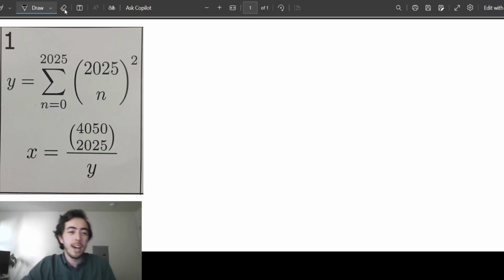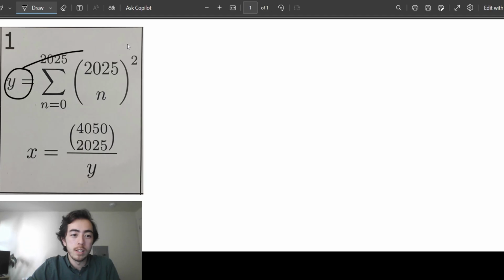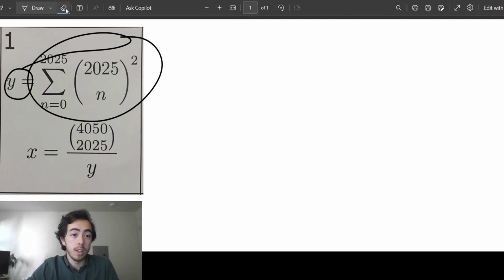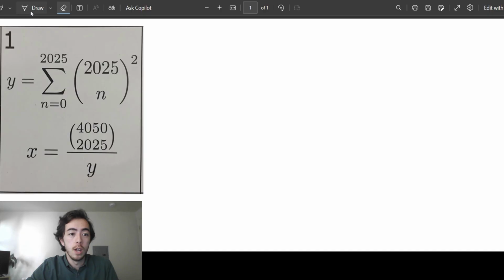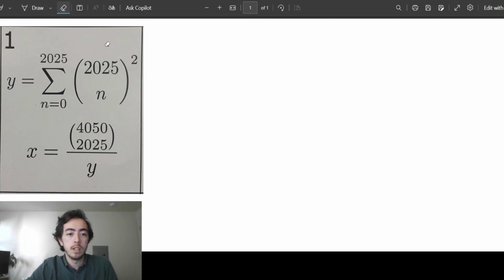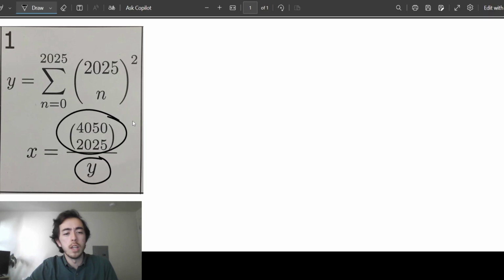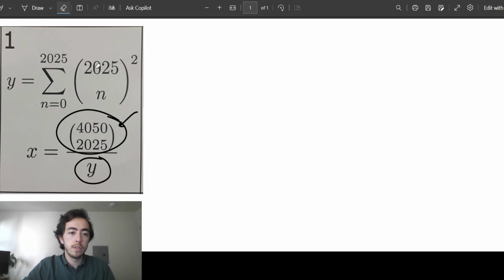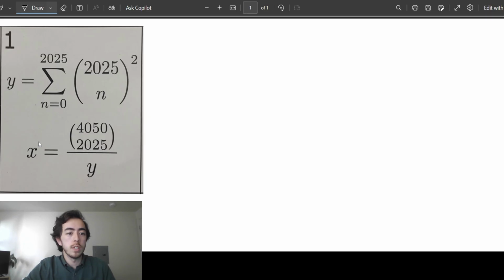So we have some problem here where y is equal to this sum right here. We have some notation with the choose function. We're squaring that value and then adding up a whole bunch of terms together. And once we learn what this value of y is, once we stick it here and divide it by another thing with kind of this choose function notation, we're supposed to get just the number 1 for x.